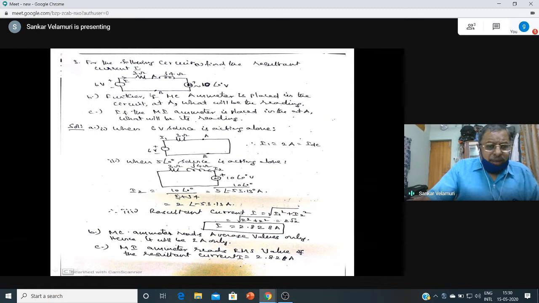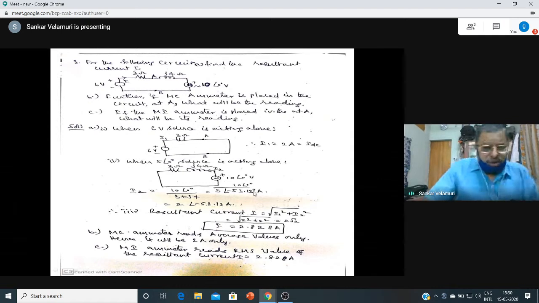So the value of this is 10 by 3 plus j4. And again in this direction, I2 is in this direction. So now 10 at an angle 0 divided by 3 plus j4 is 10 at an angle 0 divided by the magnitude, which is 5, at an angle 53.13 in the denominator. And finally, 10 by 5 is 2 at an angle minus 53.13.